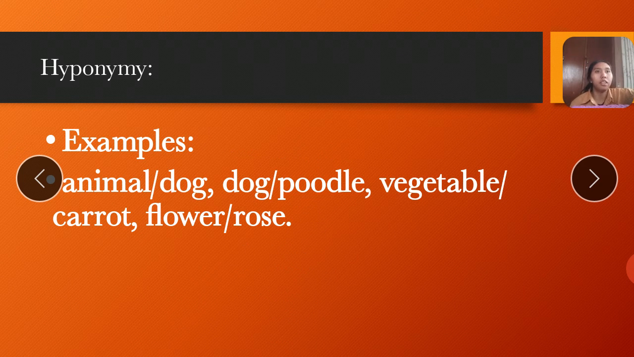And then hyponym. When the meaning of one form is included in the meaning of another, the relationship is described as hyponymy. For example: animal, dog, poodle, vegetable, carrot, flowers, and so on.